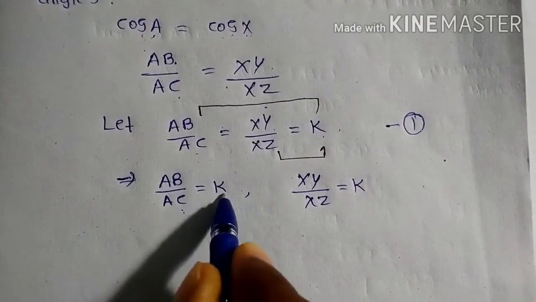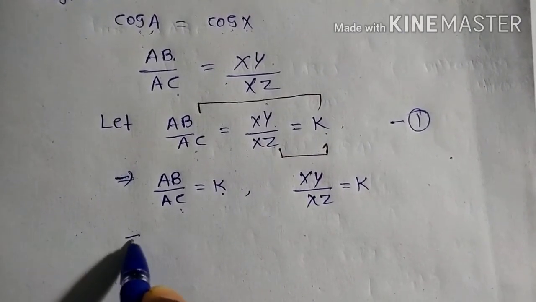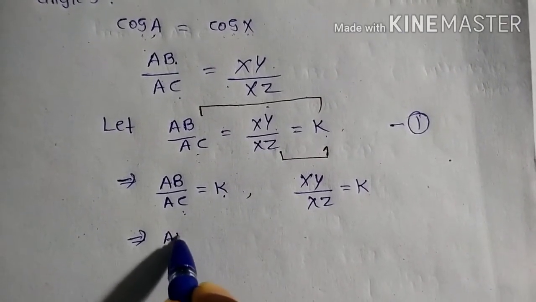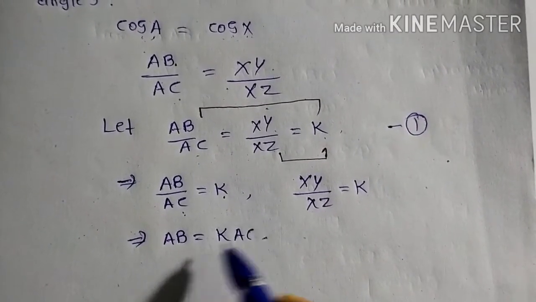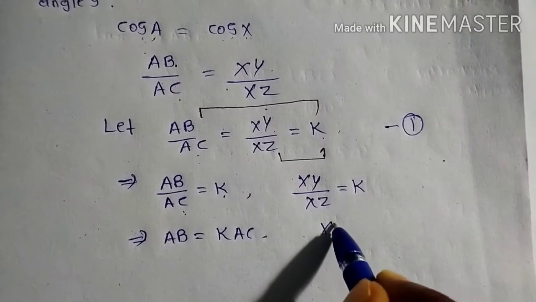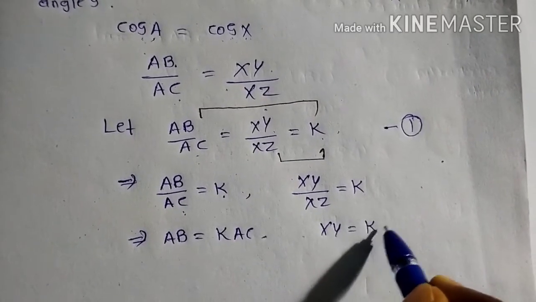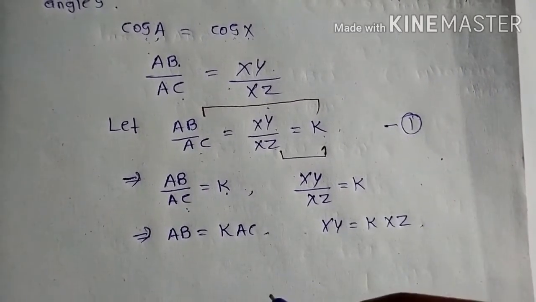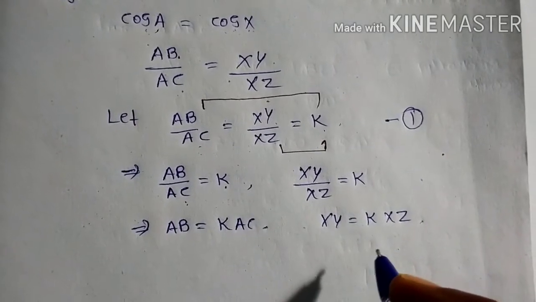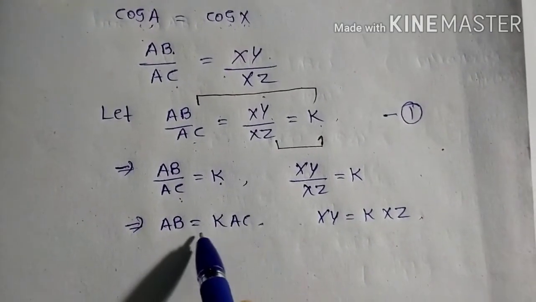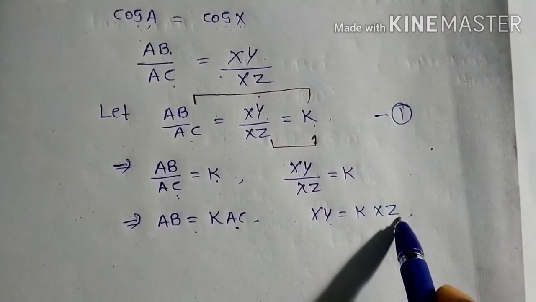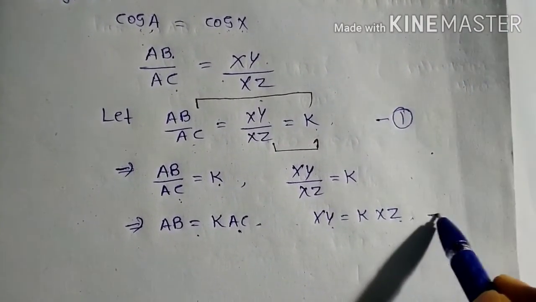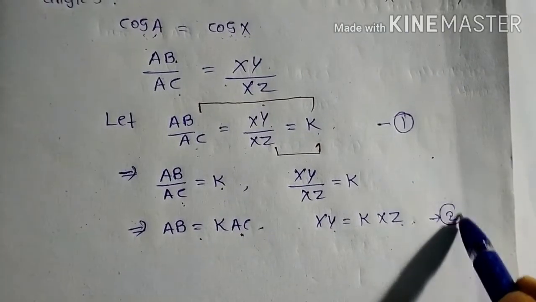Just transpose AC to the RHS. That means can I write here AB is equal to K into AC? Yes or no? Yes, and here XY is equal to K into XZ. Is it okay? Just remember this one: AB is equal to K into AC, and XY is equal to K into XZ. If you want, you can take it as equation 2.